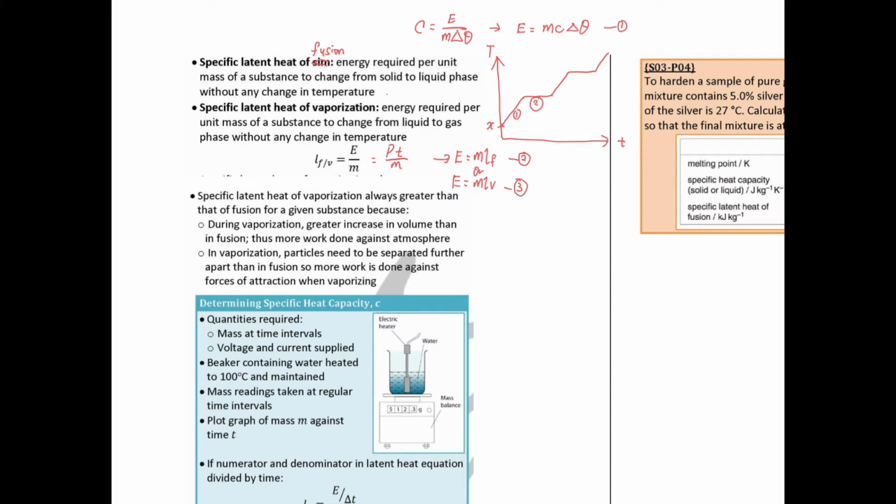Okay, then we continue. Melting finishes, the liquid heats up. There is a change in temperature, so we use formula 1. And when the liquid reaches the boiling point, it boils, and there is no change in temperature. So in this situation, we use formula 3.